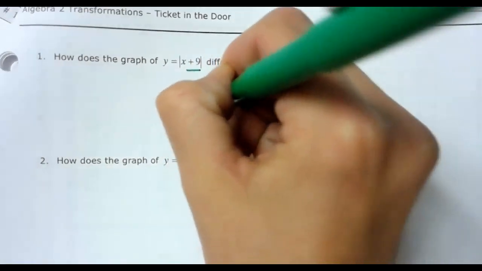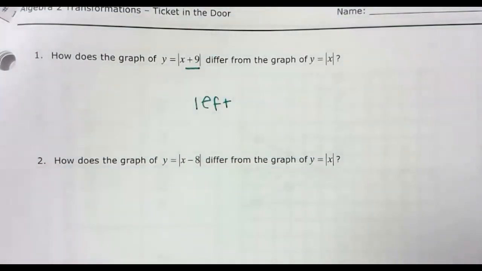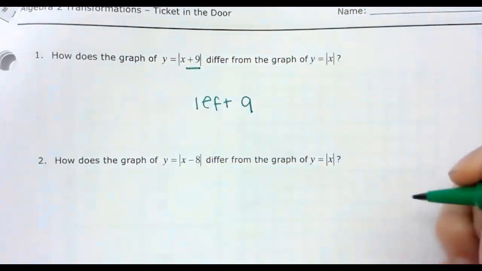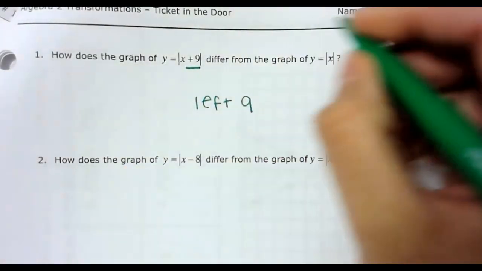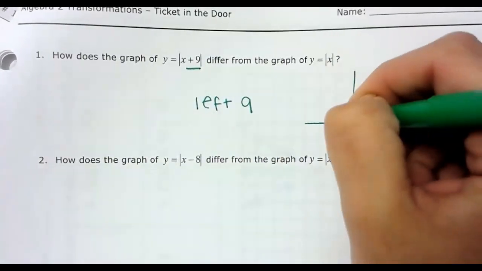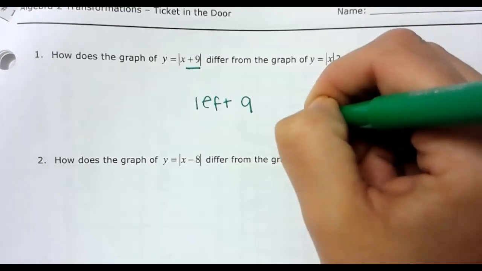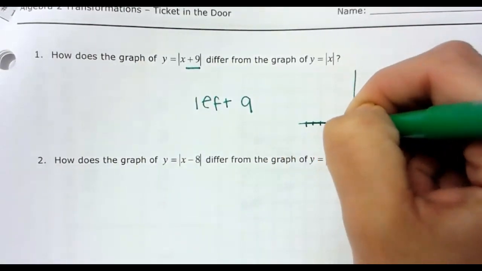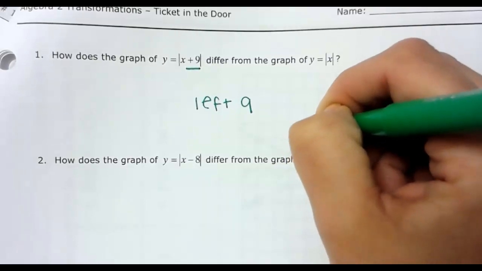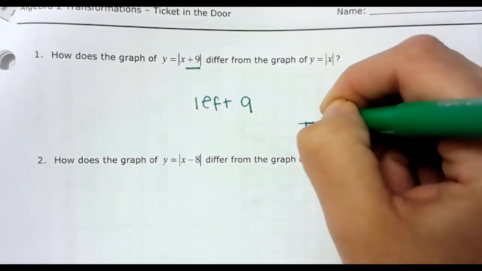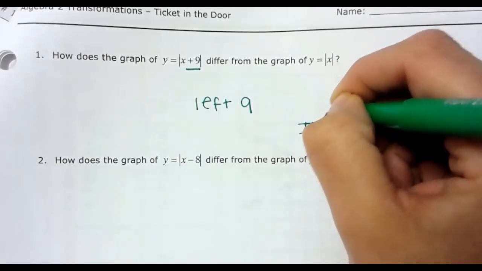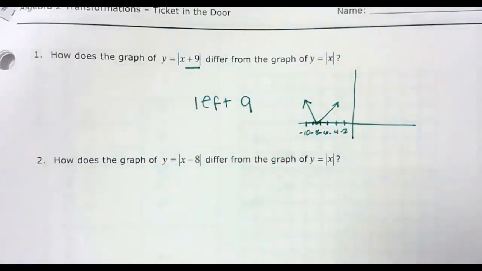The plus 9 on the inside moves it left because it's the opposite sign. Since it's positive, it's not right, it's left, and it's 9 units. So if we were to quickly graph that, if I went by 2s because I'm saving space, what that would do is make my vertex 9 units to the left. Nothing else would change. The graph would still open up. The graph wouldn't be up or down. It is left 9 units.